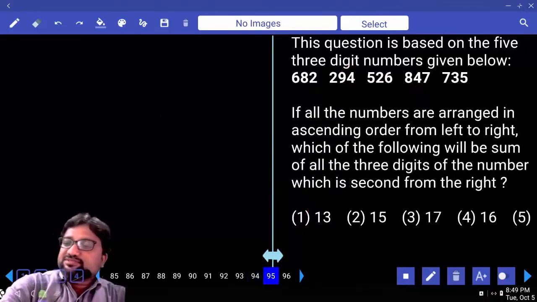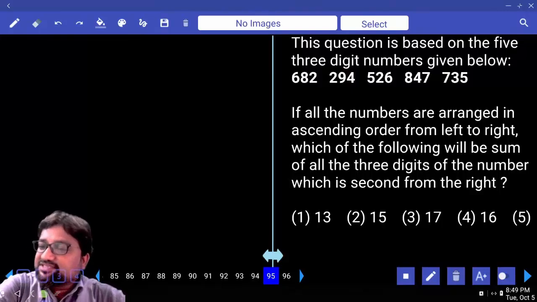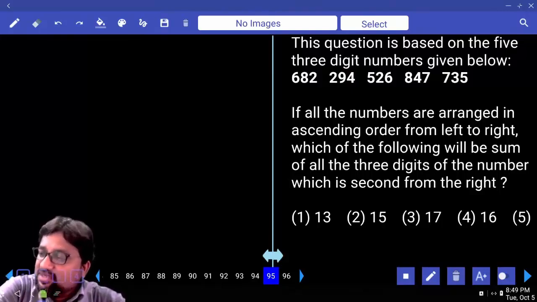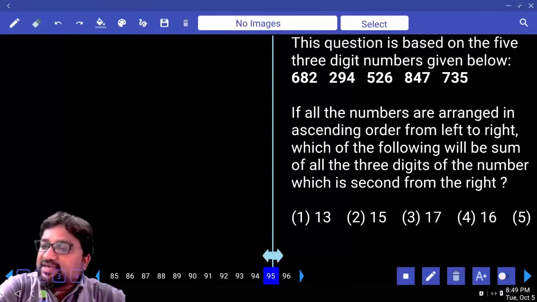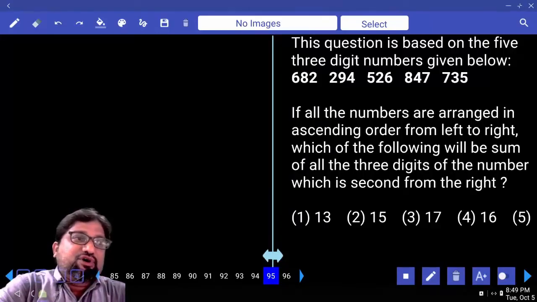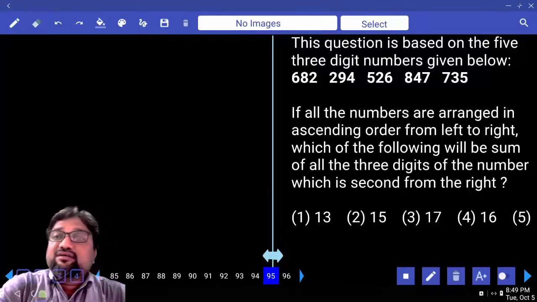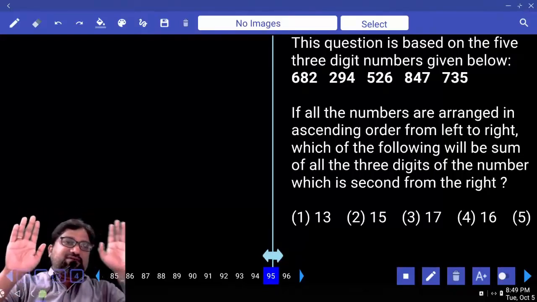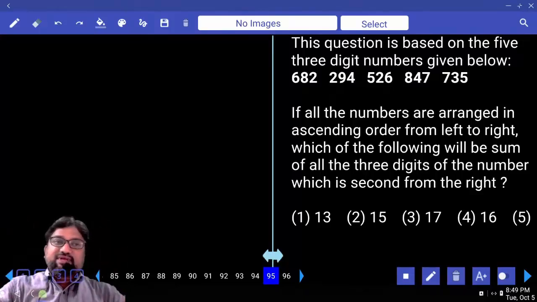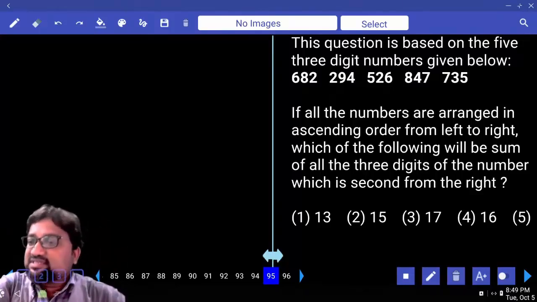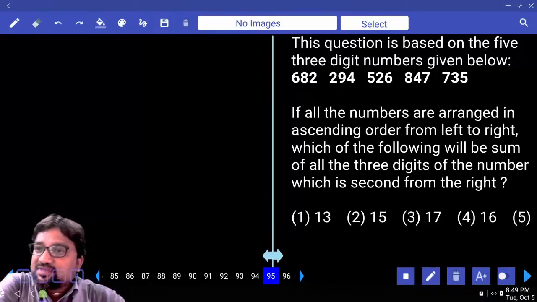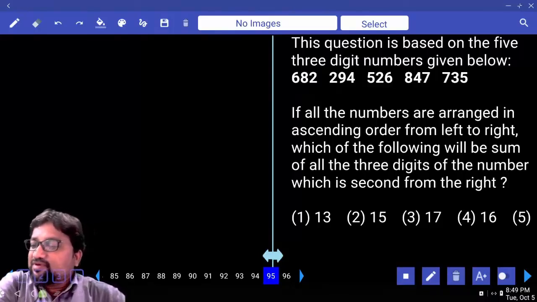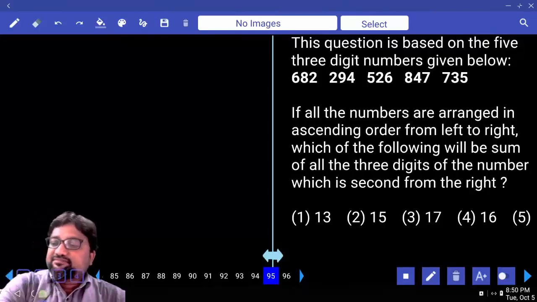If all the numbers are arranged in ascending order from left to right, which of the following will be the sum of all the 3 digits of the number which is second from the right hand? You have to arrange in which order? From where to where? Left to right, ascending order: the smallest on the left hand, the highest on the right hand. Second from the right hand means second highest. What is the second highest number here? 735. The sum of all the 3 digits is 15.